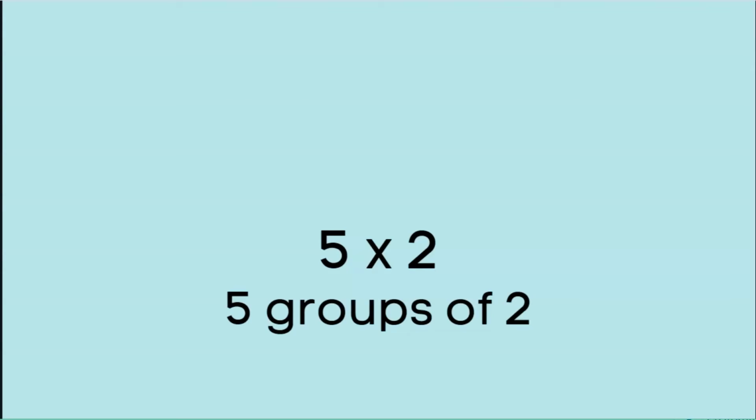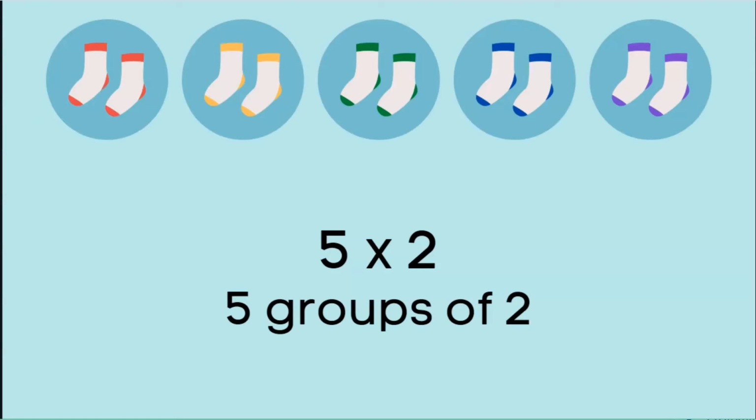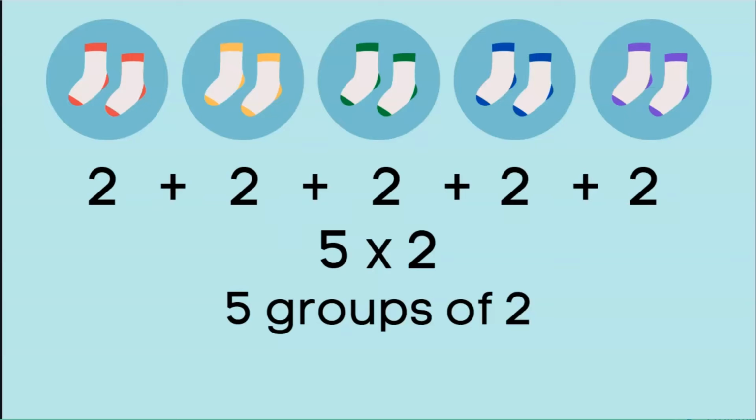After drawing multiple groups, students will move on to repeated addition as another way to show multiplication. Here they're going to do 5 times 2 or 5 groups of 2. So we're actually adding together 5 2s.